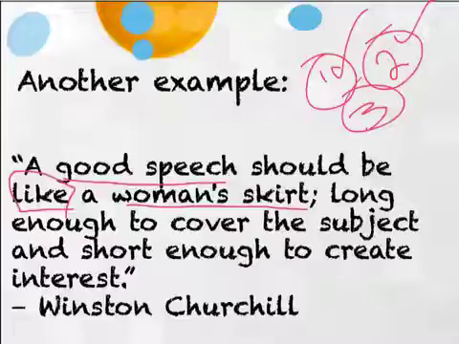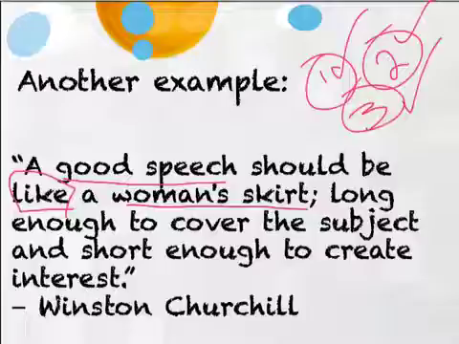If the connection or the similarity isn't really clear to your audience, you should explain. I would bet if Winston Churchill just said a good speech should be like a woman's skirt, no one would have any idea what he's talking about. But he goes on to explain it at the end, long enough to cover the subject and short enough to create interest. Ha ha, he's trying to make us laugh there by being clever. So it follows rule number 3, because if you didn't understand how a good speech should be like a woman's skirt, he explains the analogy at the end. Therefore, it follows all 3 rules. It's a good use of analogy.